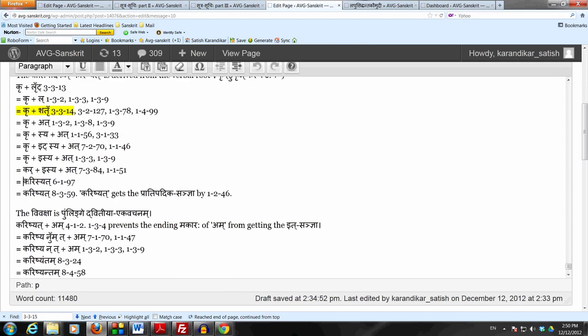And then in the Tripadi Karyam we get the Budhanya Shakara Adesha by Adesha Pratyaya Yoho, and Karishyat gets our Padvidika Sanya by 1-2-46, which is Kritadita Samasascha.